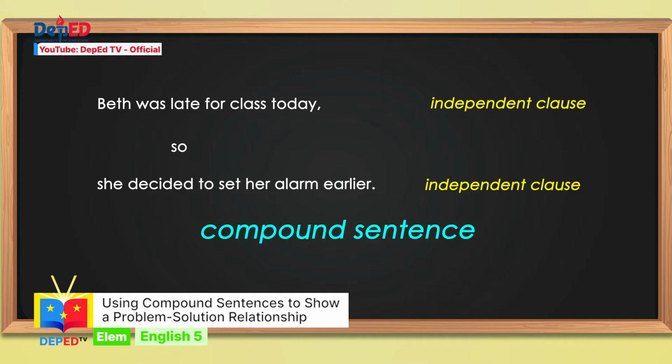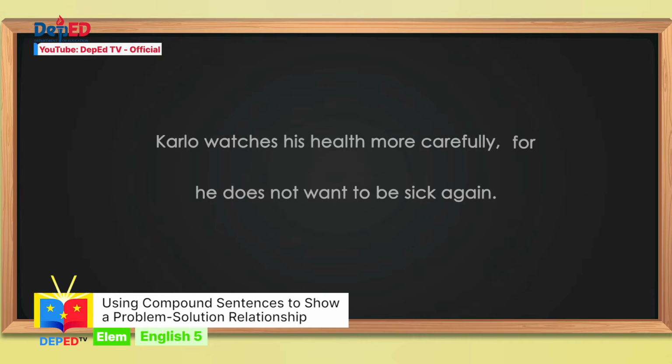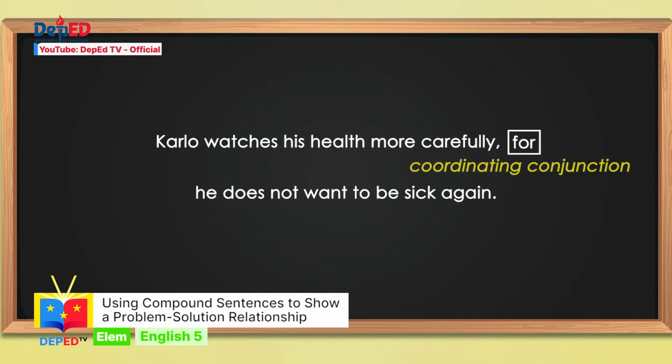Let us have another example. The first thing to do is to determine the conjunction in the sentence. What is the conjunction in the given sentence? Correct. It is for. This conjunction belongs to the acronym FANBOYS. Therefore, it is a coordinating conjunction.